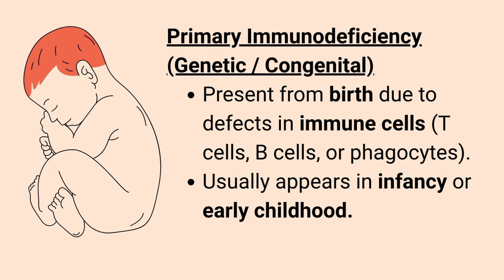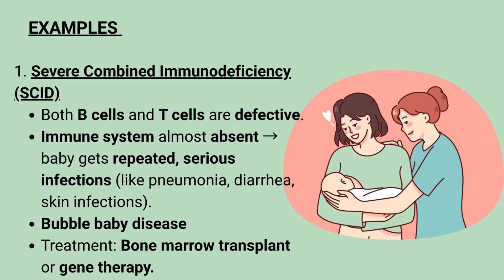Primary or congenital immunodeficiency. These are genetic defects present from birth. They occur when one or more parts of the immune system like B cells, T cells or phagocytes do not develop or function properly. They are usually detected in infancy or early childhood, but some mild forms appear later in life.